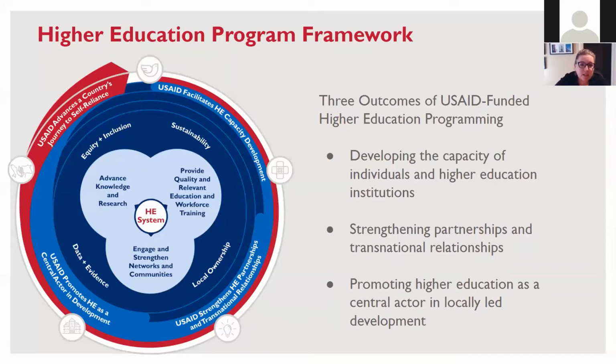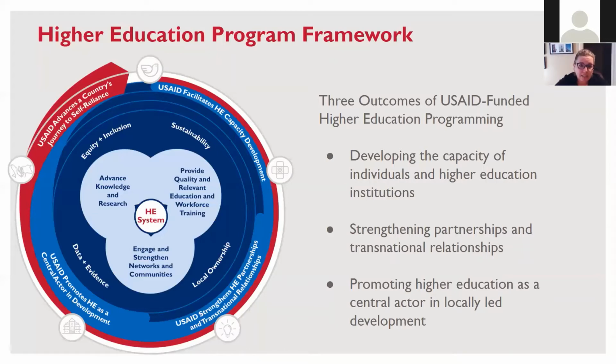It spotlights the core functions of a higher education system. These are the light blue sections: that they provide quality and relevant education and training, that the education system advances knowledge and research, and engages and strengthens networks and communities. Now, again, this is at the system level. So a higher ed institution itself may do 1, 2, 3, or all of these things, but the system itself needs to do all 3. And finally, that there's 3 outcomes of our USAID funded higher education programming.